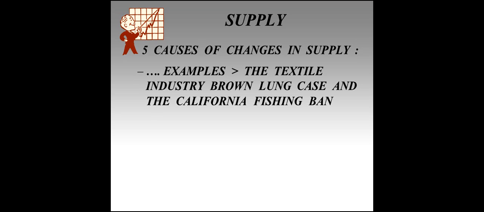Without them producing textiles for the domestic market, we obviously had a reduction in the supply to that market during that period. The second example comes in the form of state regulations. The state of California, a number of years ago, felt that the fish stock in the Pacific was being threatened by overfishing on the West Coast. So they acted to put in place a fishing ban on the amount of fish that could be taken in by fishing fleets and the type of fish as well.